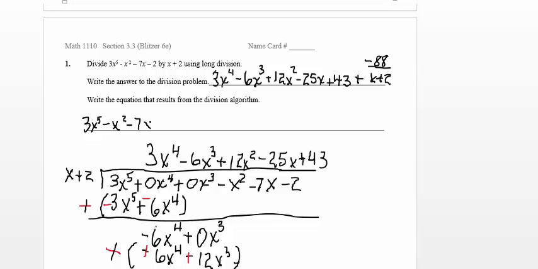Now the equation from the division algorithm says the dividend 3x to the 5th minus x squared minus 7x minus 2 is my quotient 3x to the 4th minus 6x cubed plus 12x squared minus 25x plus 43 times my divisor x plus 2 plus my remainder negative 88. So that's what the equation that results from the division algorithm tells me.